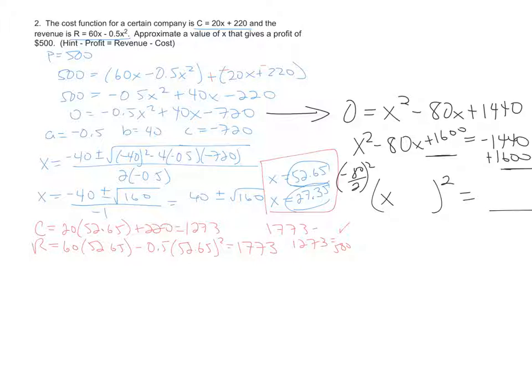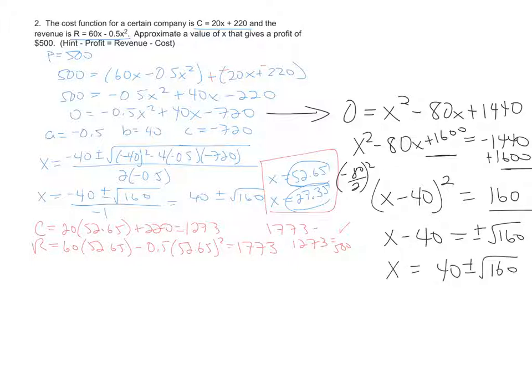So when I do that, this is going to factor as x minus 40 quantity squared, and when I add these two, I end up getting 160. You'll notice that 160 showed up using the quadratic formula. But now I can use the square root property and just get x minus 40 equals plus or minus the square root of 160, so x equals 40 plus or minus the square root of 160. It's actually a lot faster than using the quadratic formula, but you have to understand how to complete the square and see that when I divide by negative 0.5, I get something that's actually easy to complete the square.